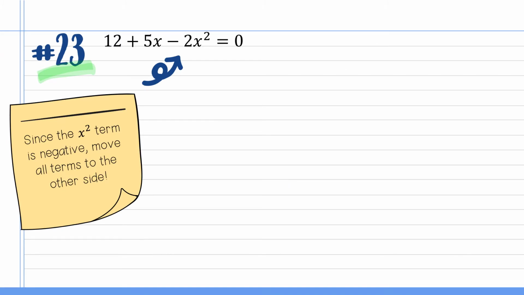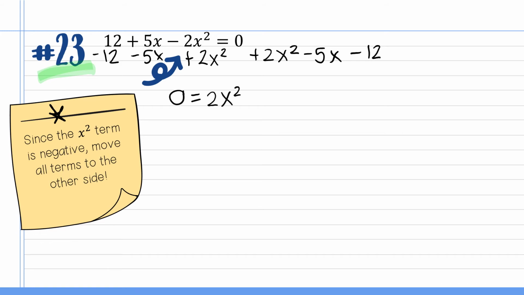In number 23, we want to solve 12 plus 5x minus 2x squared equals 0. Since the x squared term is negative, we want to move all of these terms to the other side. So we're going to be adding 2x squared, subtracting 5x, and subtracting 12 on both sides. So we're changing the problem to say 0 equals 2x squared minus 5x minus 12. This is going to be easier for us now because our x squared term is no longer negative.